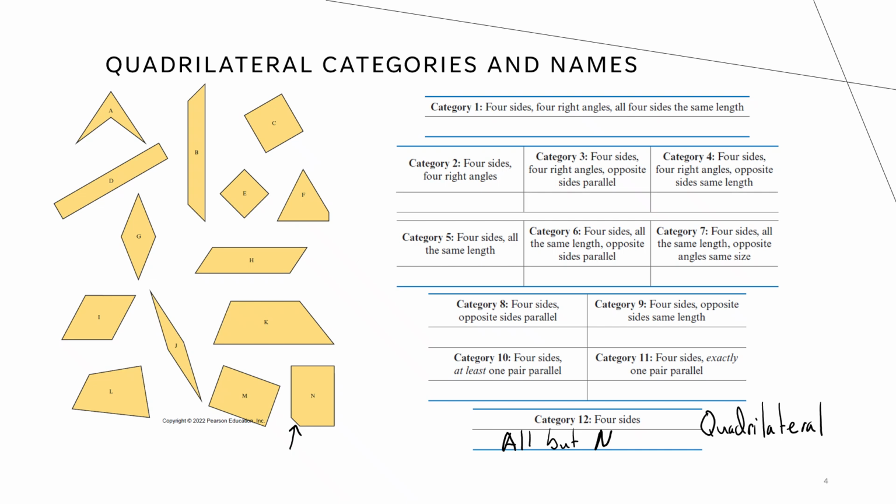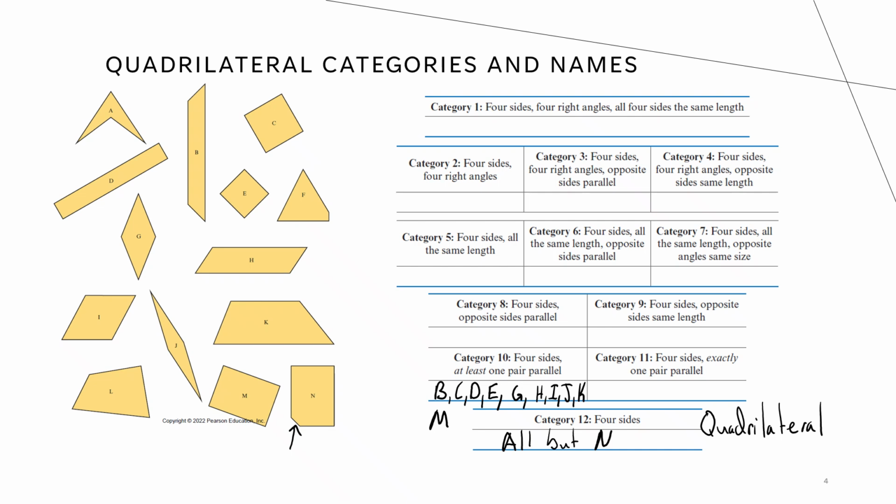Now let's get more specific. What shapes have four sides where at least one is parallel? There's a lot. B, C, D, E, G, H, I, J, K. Oh, I didn't give myself enough room. There's also M. Now these all have at least one pair parallel.